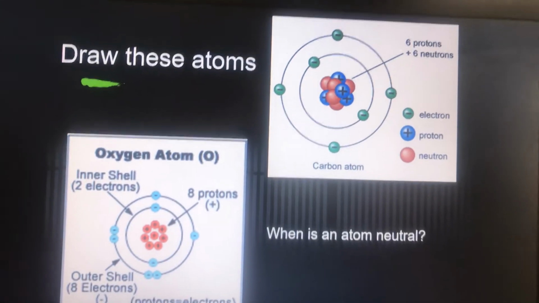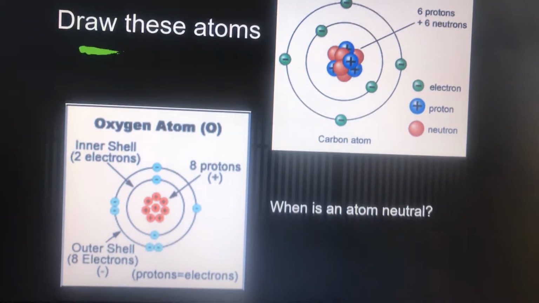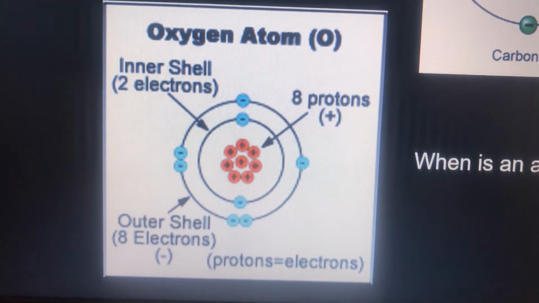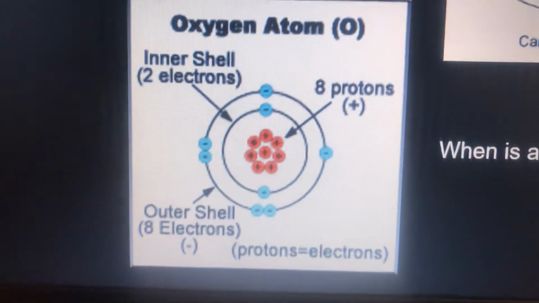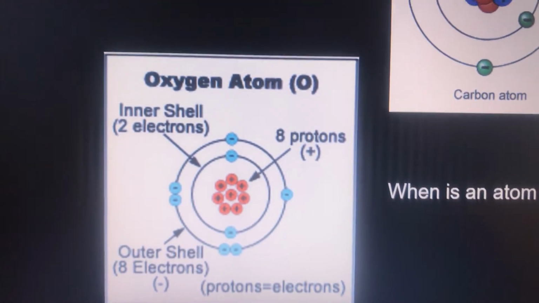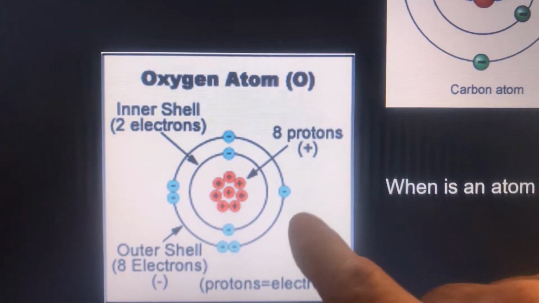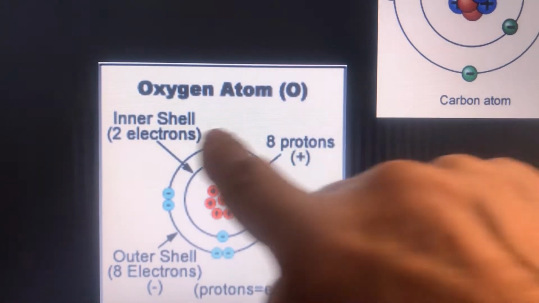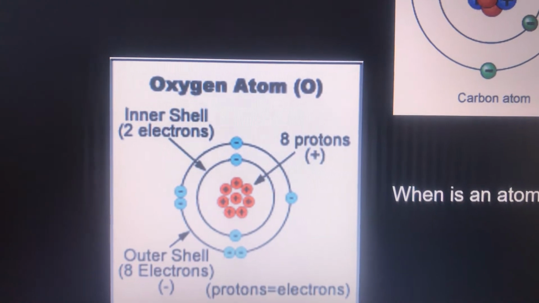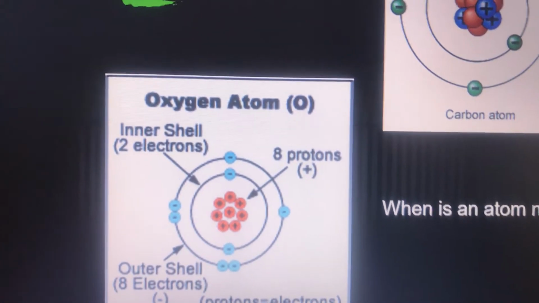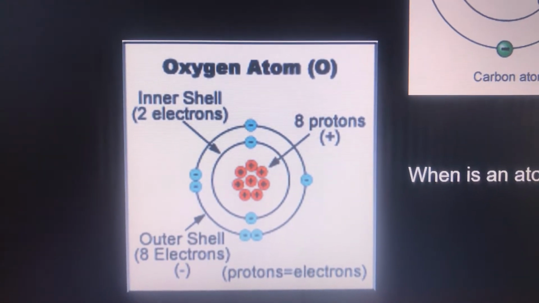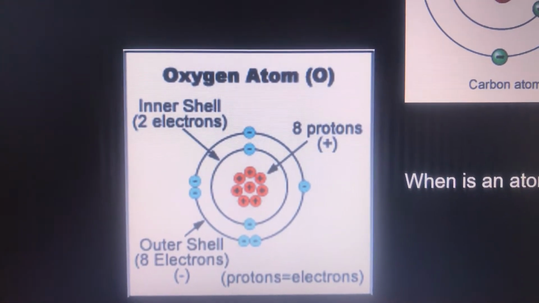Now, electricity, I'm going to give you a little bit of chemistry background. Here's the oxygen atom. Inside the nucleus are the protons and the neutrons, and outside the nucleus are the electrons. You can see that they're all organized, and the protons and the electrons are equal to each other.